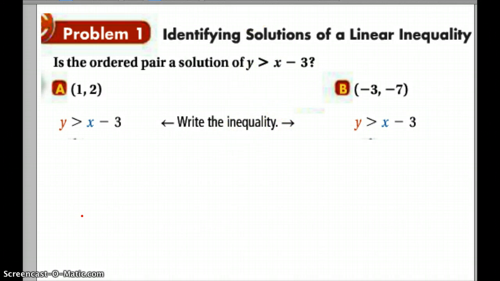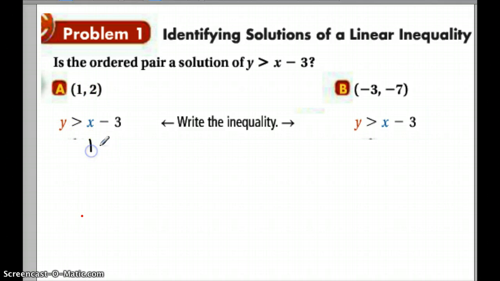Identifying solutions of a linear inequality. How do we know if an ordered pair is a solution? Well, the same way you check if an ordered pair is a solution to an equation, you check to see if the ordered pair makes the inequality true. So we want to know if (1, 2) and (-3, -7) are solutions for the inequality y is greater than x minus 3. Let's first try (1, 2).